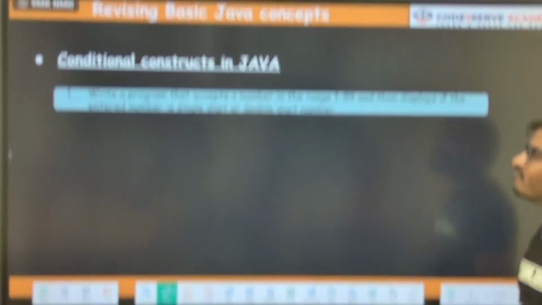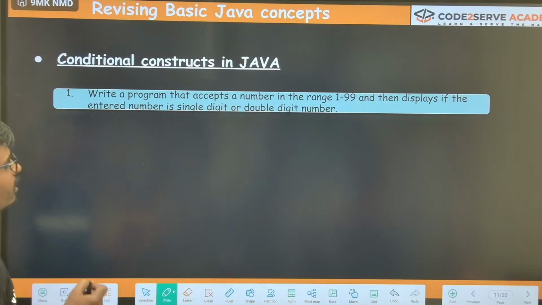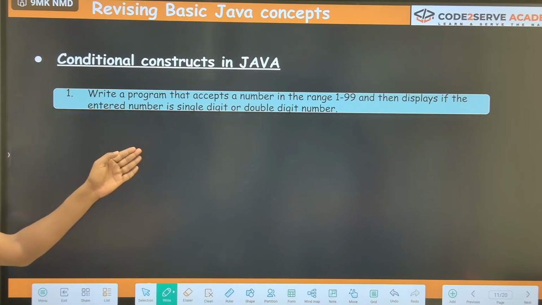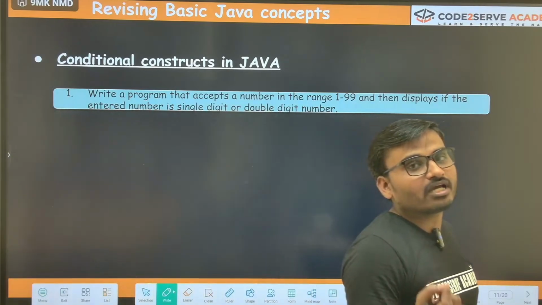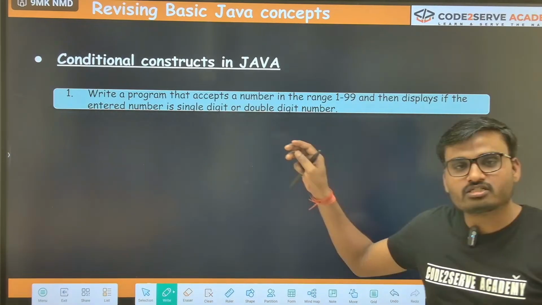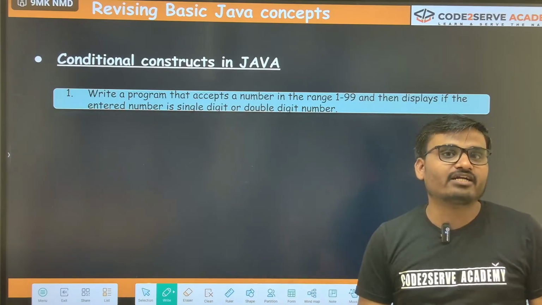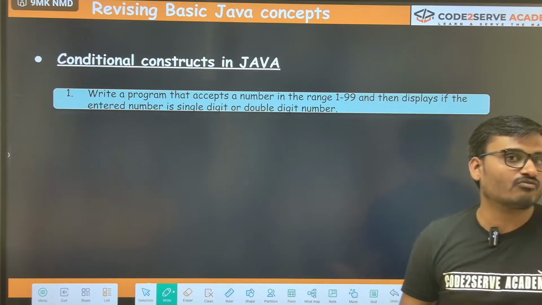So here we have one question: write a program that accepts a number in the range 1 to 99 and then displays whether the entered number is a single digit or a double digit. I will give you 2 minutes. Try to quickly write the logic, not the complete program. Just try to write the logic on your own and write in the comment section that it is done. Then I can move forward. I'll give you 1 minute of time.